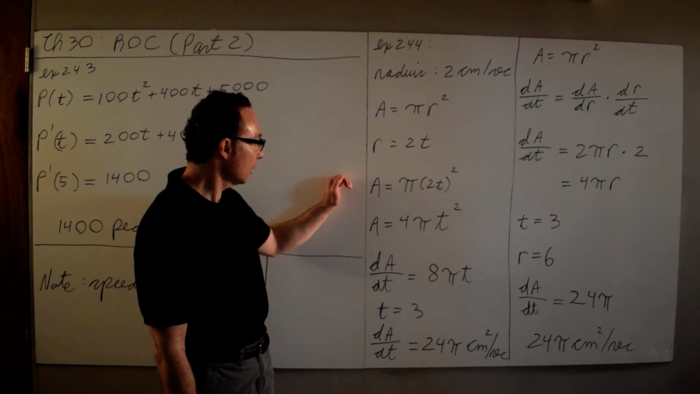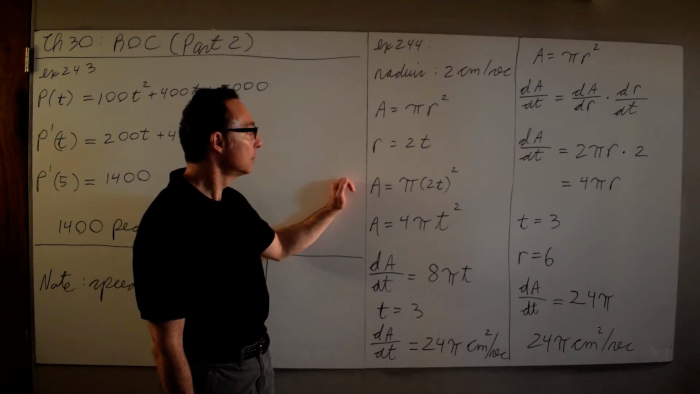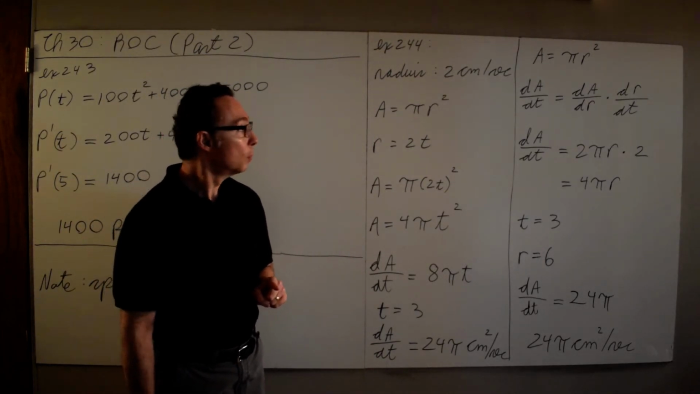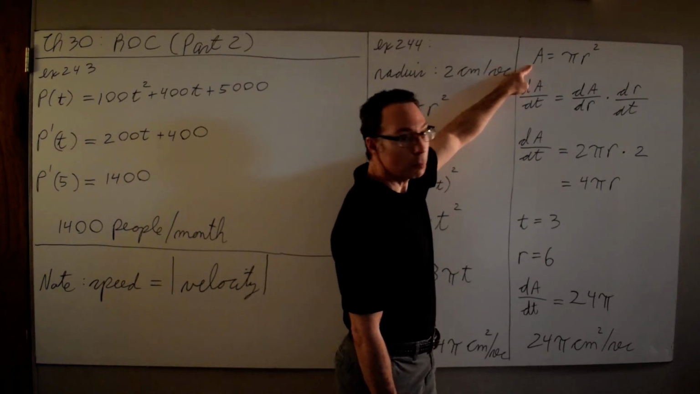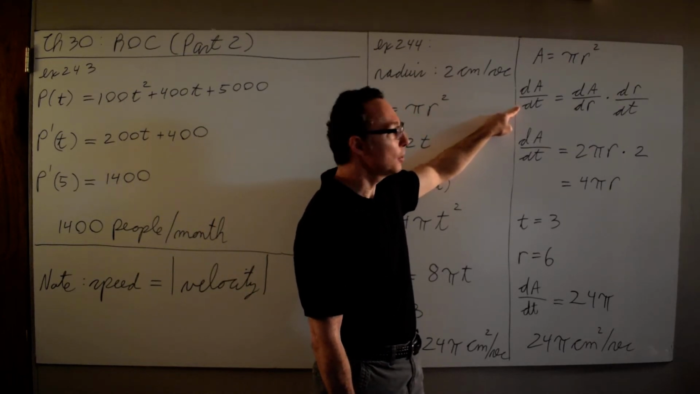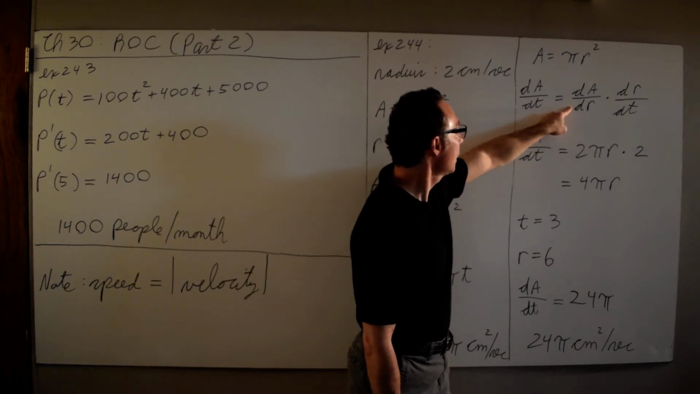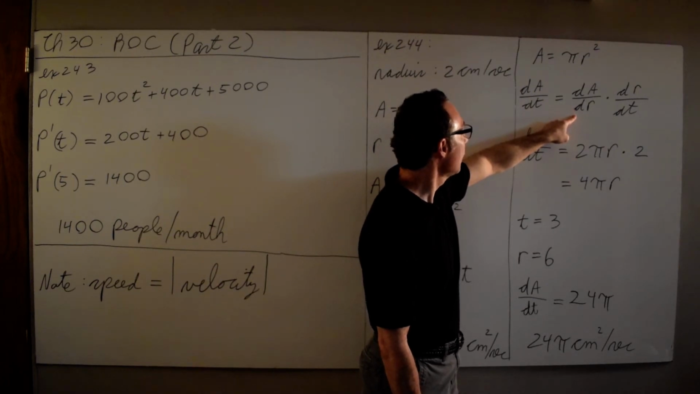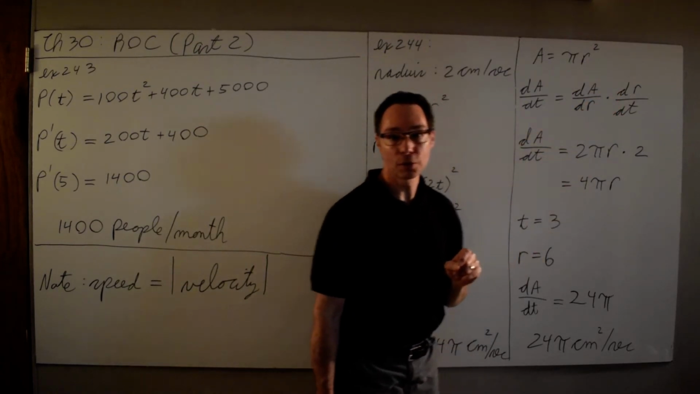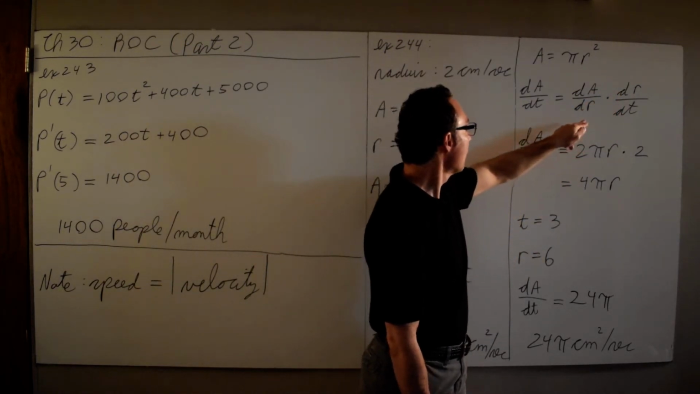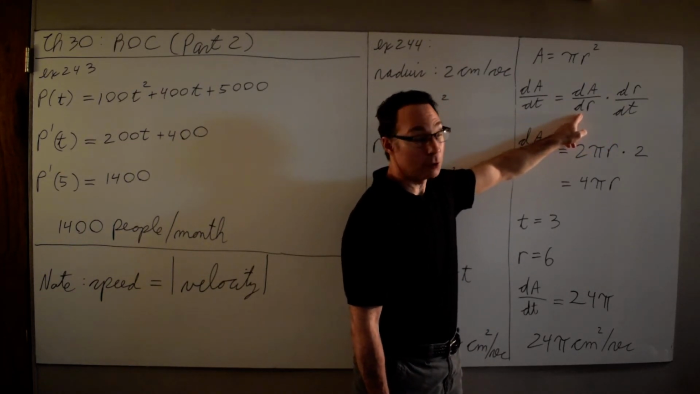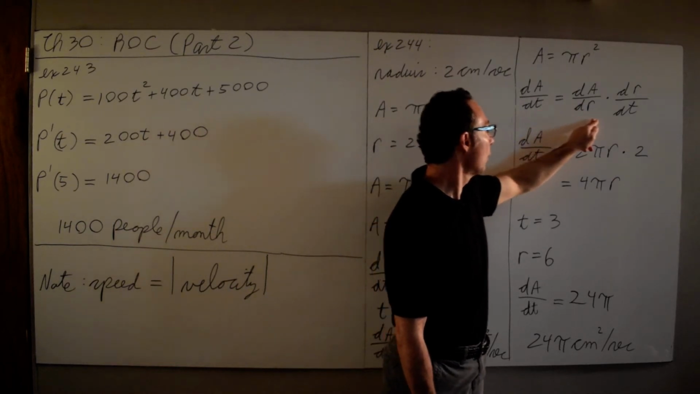We wrote the area as a function of t. Another way to do this is to use the chain rule. So we have area as pi r squared. We want to know the rate of change of area with respect to time. What does the chain rule say? That says that's the rate of change of area with respect to radius, in other words, dA/dr multiplied by dr/dt. This is the chain rule. So we have the r as the inside function and the A in terms of r as the outside function. So we're using the chain rule here.